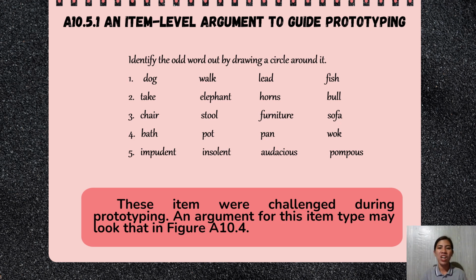This item was challenged during prototyping, and the argument for this item type we can look at in Figure 18.4 in the next slides. Some of the challenges to the argument may be addressed with the data that were collected as a matter of course to support score meaning, but other challenges may require the collection and analysis of new data. If mounting data suggests that the validity of the argument is unsound, we are obliged to abandon our item type.